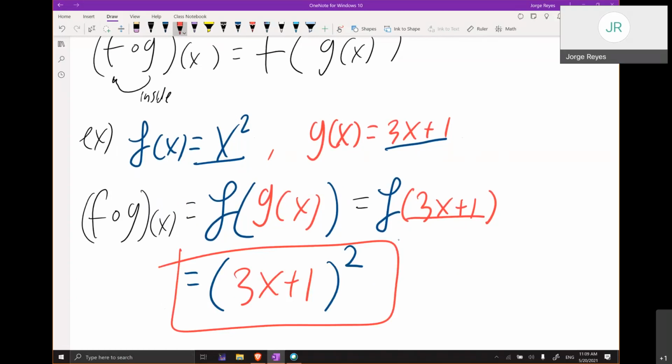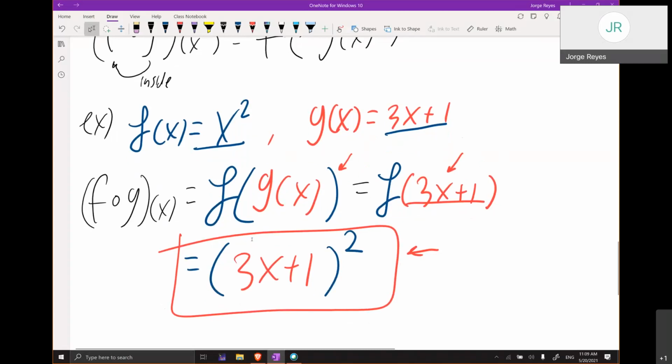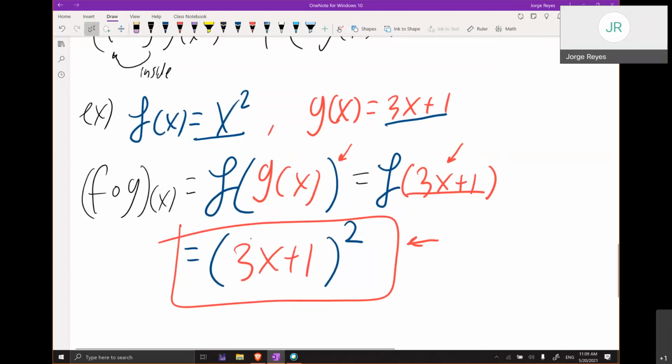Now, if you could have done that in one step without writing these two steps, that's perfectly fine. I actually don't ever write down this or that. I would just skip to the answer. But this is what you do: you stick g inside f. And then if you wanted to, you can FOIL. So this is 9x squared plus 6x plus 1.